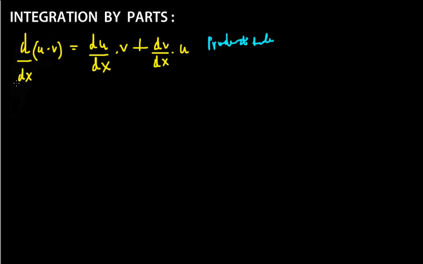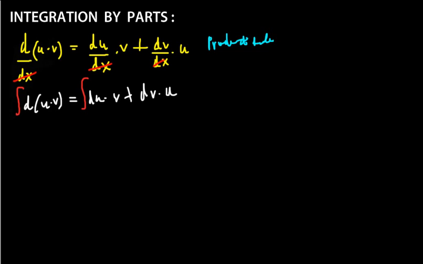What I can do is multiply both sides by dx, so I'll get rid of these dx's. So the next step will be d of u times v is equal to du times v plus dv times u. Alright, now I'm going to integrate both sides. This is a fairly common operator. I'm going to integrate both sides.